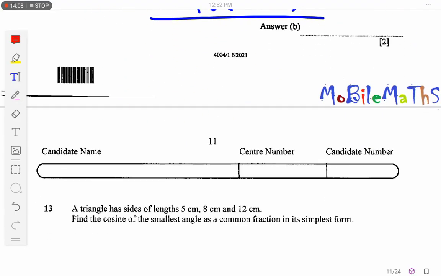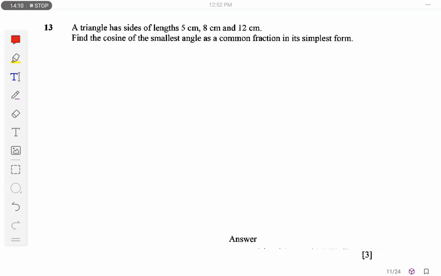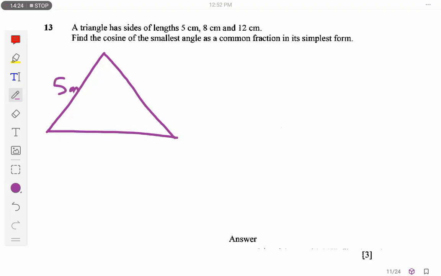Okay, let's move on. On this question, we've got a triangle. So let me just draw the triangle. So this is my triangle. It has got a 5 centimeter, an 8 centimeter, and a 12 centimeter side, like that. Then they said find the cosine of the smallest angle as a common fraction in its simplest form. The smallest angle. Okay, so the smallest angle that I can think of is the one opposite the smallest side here. That's the angle there.